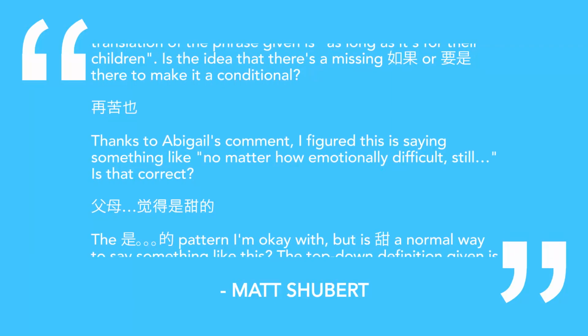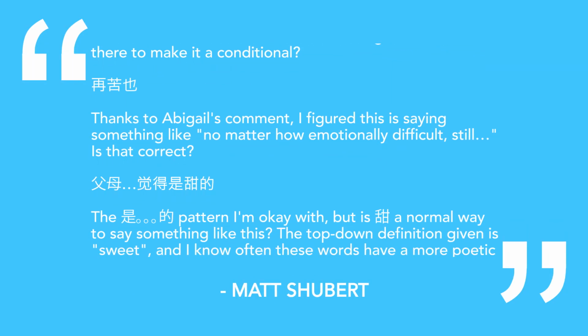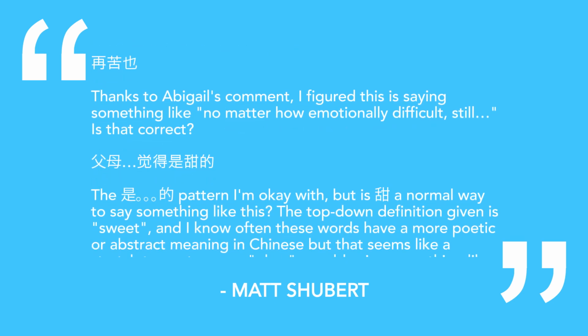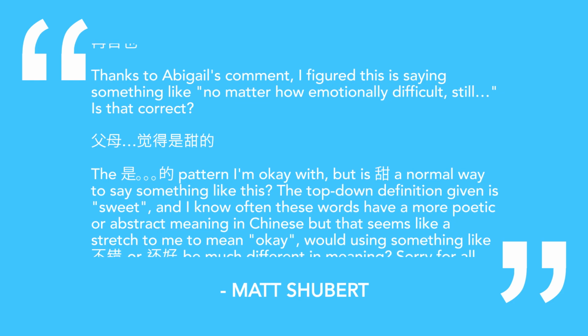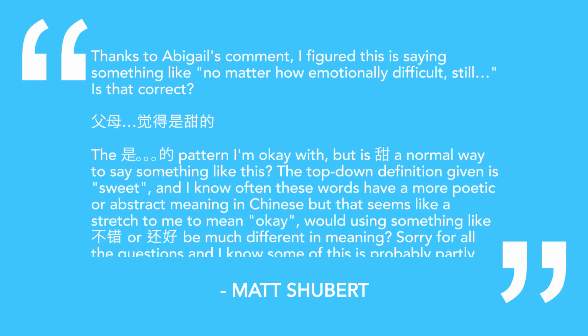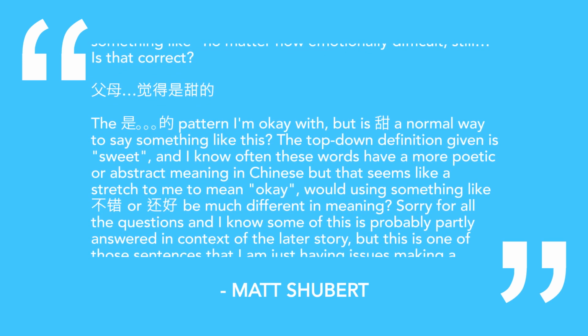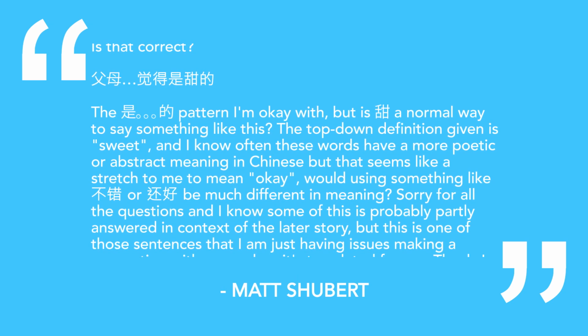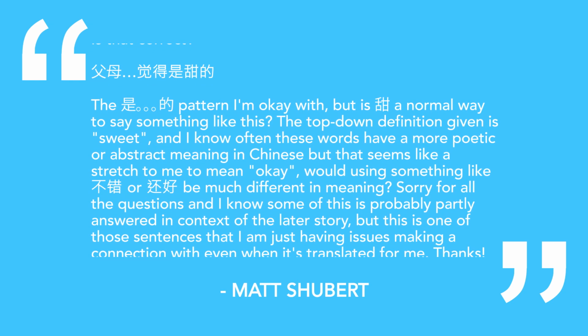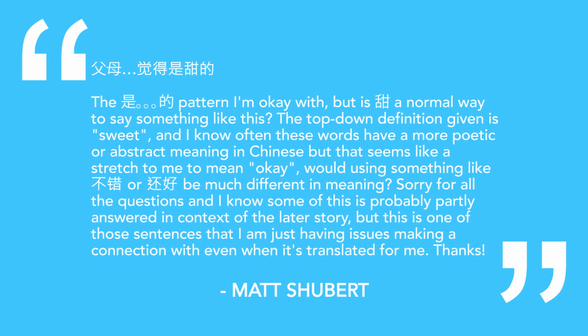Thanks to Abigail's comment, I figured out this is saying something like no matter how emotionally difficult still. Is that correct? 父母再苦也觉得是甜的. The 是的 pattern I'm okay with, but is 甜 a normal way to say something like this? The top-down definition is given is sweet. And I know often these words have a more poetic or abstract meaning in Chinese, but that seems like a stretch to me to mean okay. Would using something like 不错 or 还好 be much different in meaning? Sorry for all the questions, and I know some of this is probably partly answered in context of the later story, but this is one of those sentences that I am just having issues making a connection with even when it's translated for me. Thanks.